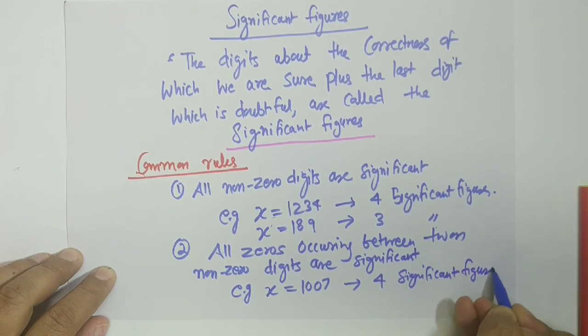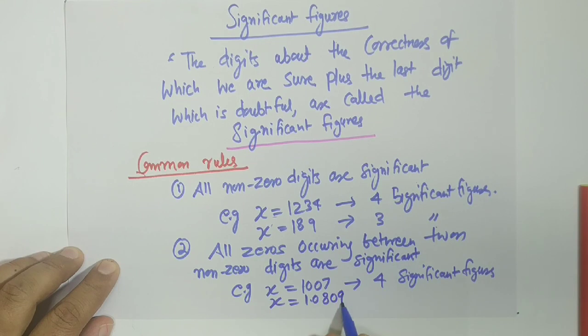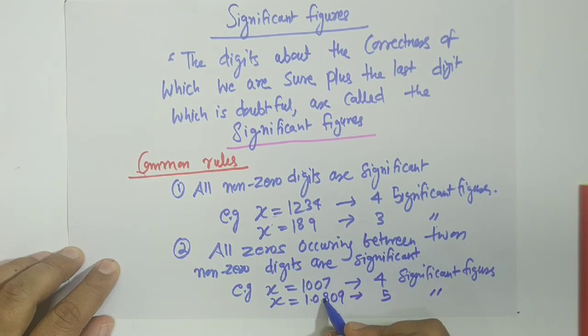Got it? I can give you another example, 1.0809. If I ask you how many, it has 5 significant figures: 1, 2, 3, 4, 5. And then we are going to talk about rule number 3.